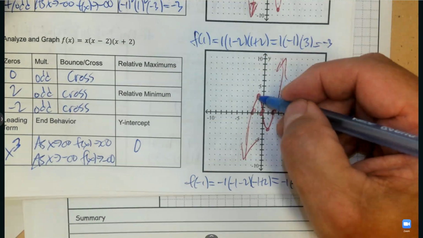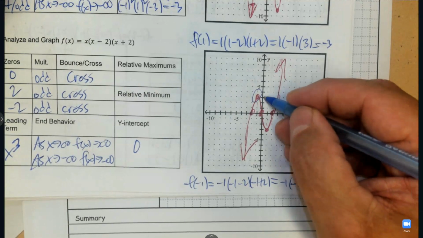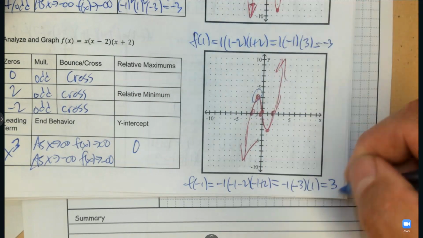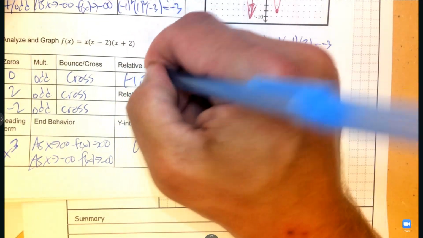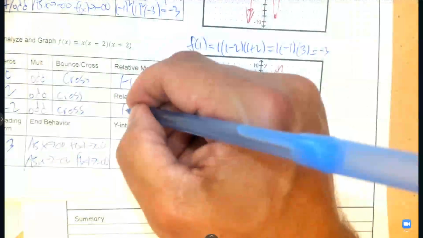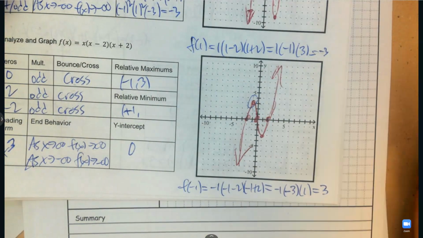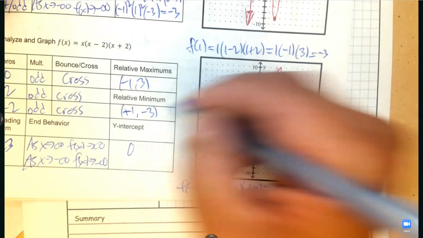So we have a max right here at negative 1 and 3. And we have a minimum here. Sorry, it's positive 1 and negative 3. I gotta get straight.